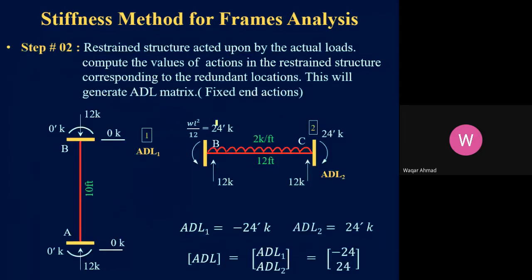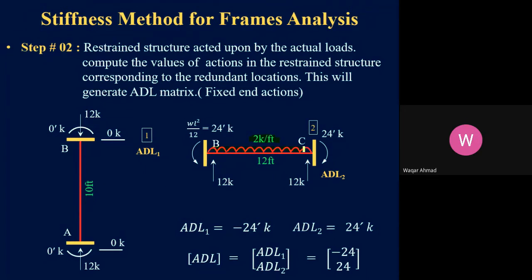Okay, now in step number 2, we are going to apply the external load. What was the external load acting? On the member BC, there was a 2 kip/foot uniformly distributed load. And on the member AB, there was no external load acting. So now let's find out the fixed end actions in these members, member AB and member BC. I want to find out the fixed end actions, and those fixed end actions are coming from the externally applied load. So if I look at this member BC, I have this 2 kip/foot load acting.